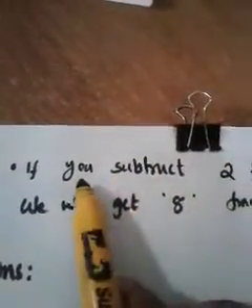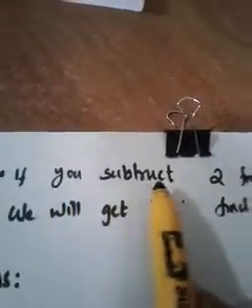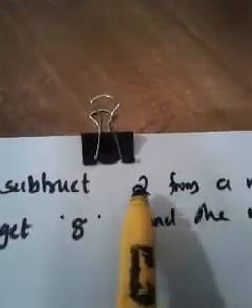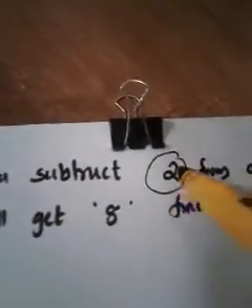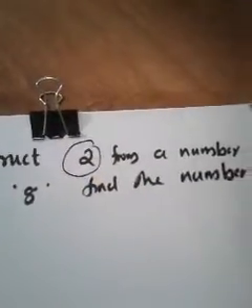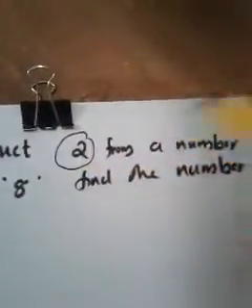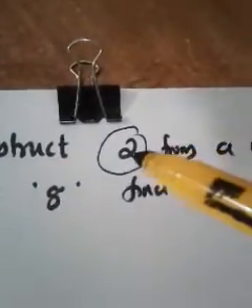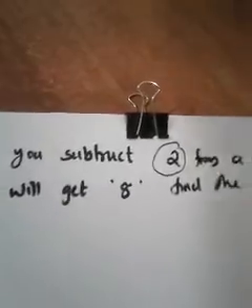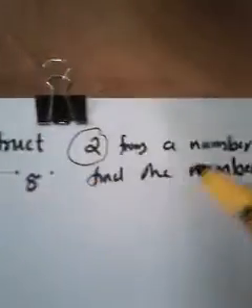Once again, we are going to subtract 2 from a number. That number I don't know. I am going to subtract 2 from another number. I don't know from which number I am going to subtract, but I am going to subtract 2 from that number. I don't know that number. When you subtract 2 from that number, we will get the result, what? 8. Then find the number.